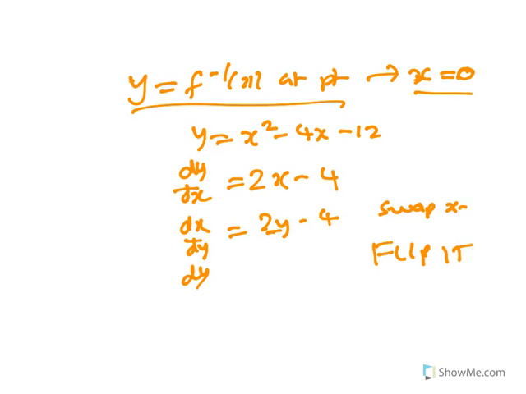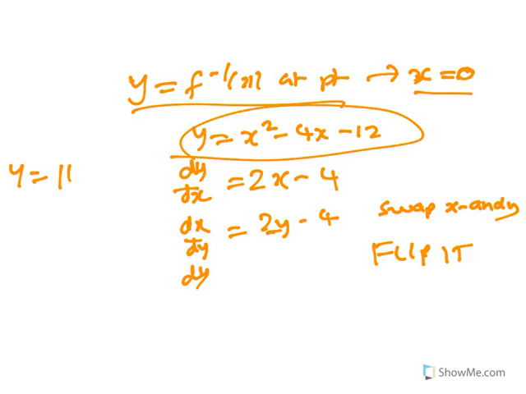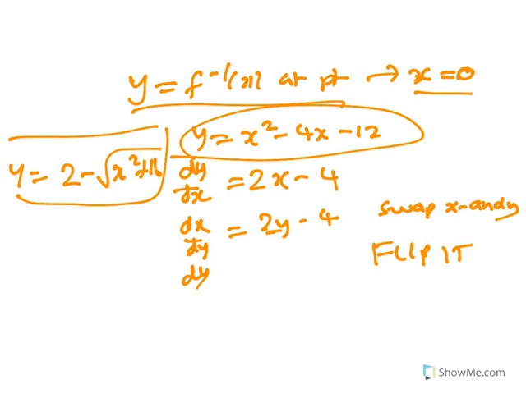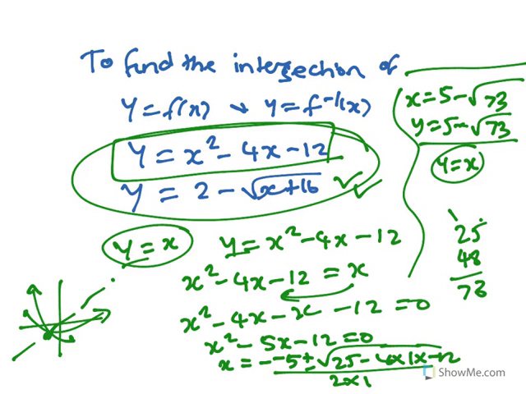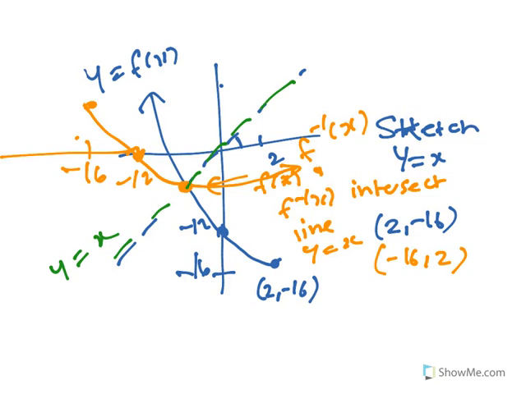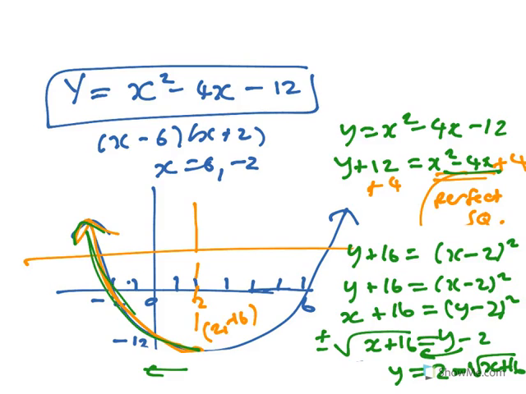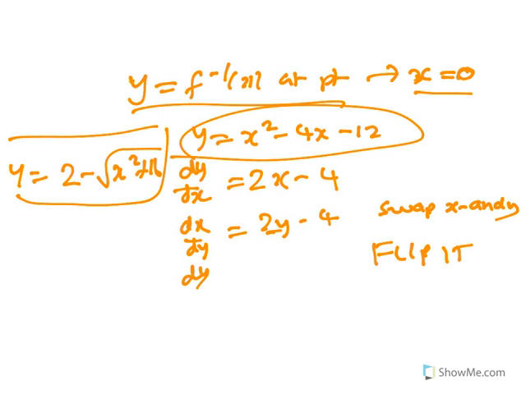So you swap x and y. So sometimes it's easier to find the inverse of that than it would be to find 2 minus root x plus 16. You could find the derivative of that if you wanted as well, it would still work. Just checking, it is 2 minus root x plus 16. So it's not x squared, right, just x plus 16. Okay, so swap the x's and y's and flip it, so you get 1 over 2y minus 4.